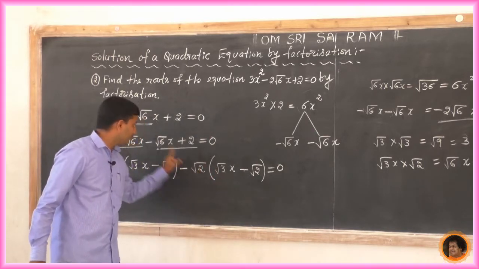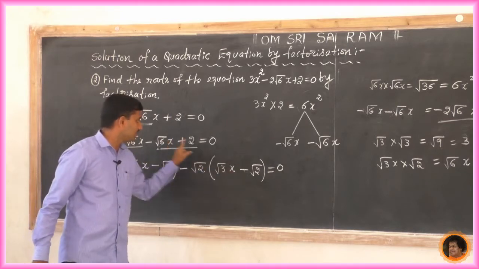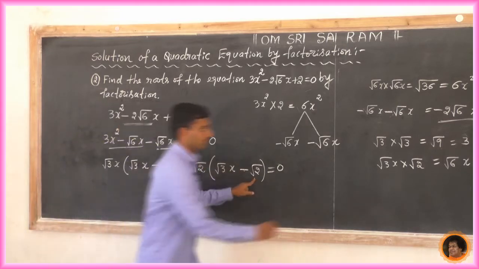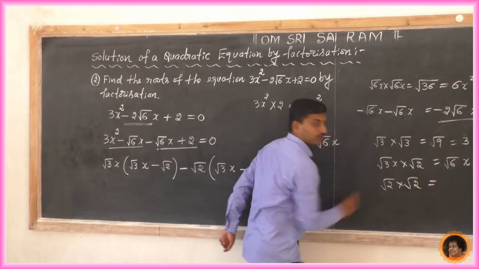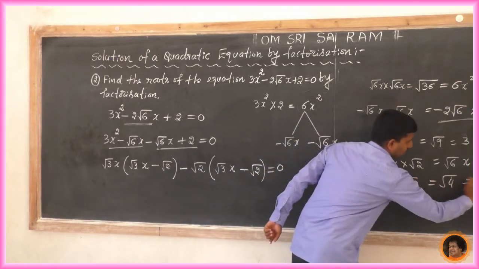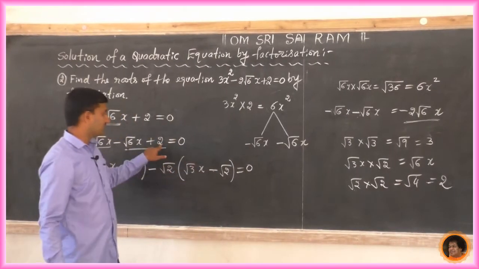Root 3 into root 2 is root 6. Minus into minus is plus. Root 2 into root 2, that is root 4. So what is the square root of 4? The square root of 4 is 2. So here the answer is 2.